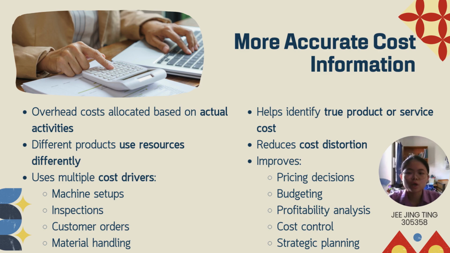ABC also reduces cost distortions where some products may be overcosted while others are undercosted under the traditional costing system. As a result, managers can make better decisions regarding pricing, budgeting, profitability analysis, cost control, and strategic planning.